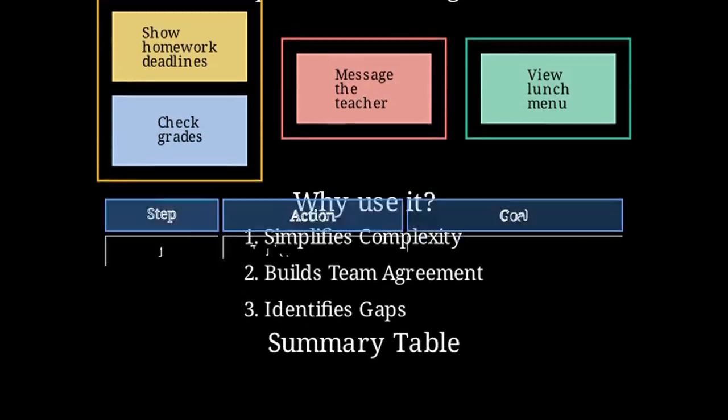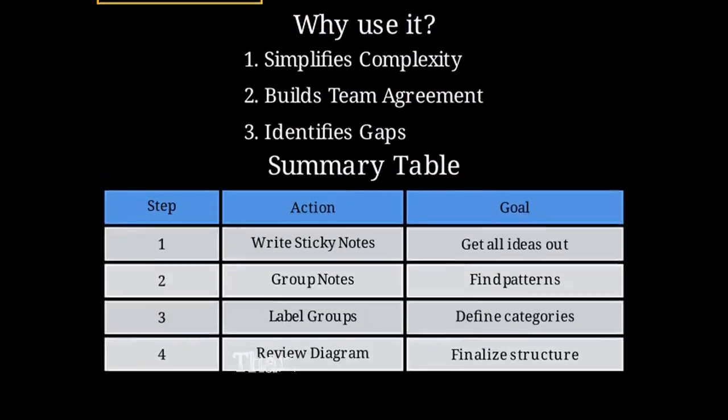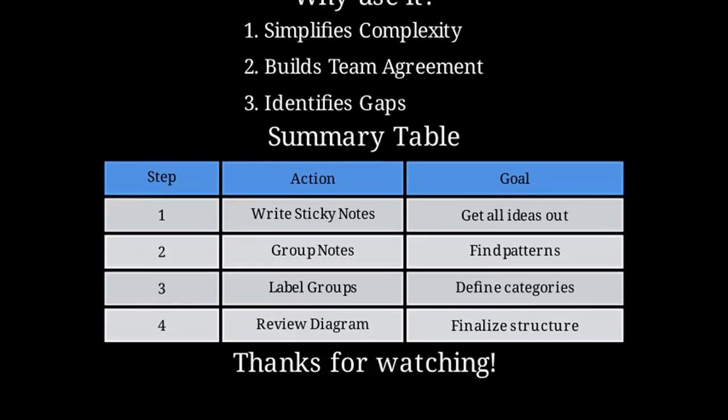Here's a quick summary of the steps and their goals. That's the affinity diagramming technique. It turns a messy list of ideas into clear, organized categories.